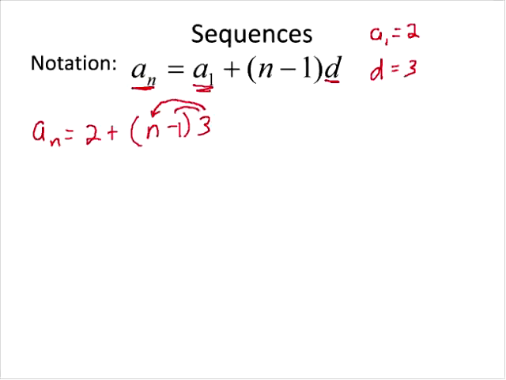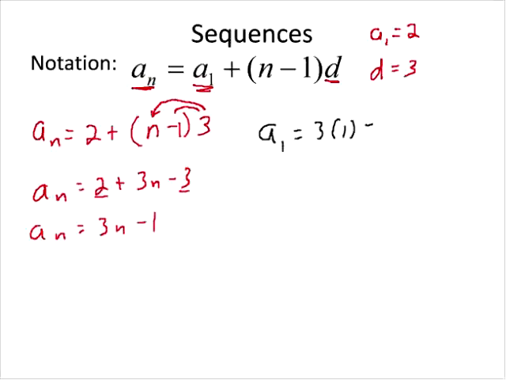So let's multiply this out. I'm going to multiply the 3 through the parentheses, and I will get a sub n equals 2 plus 3n minus 3. Let's collect our common terms there. So a sub n is equal to 3n minus 1. That's our general term. Well, let's check it and see if we get our first 4 terms or so.